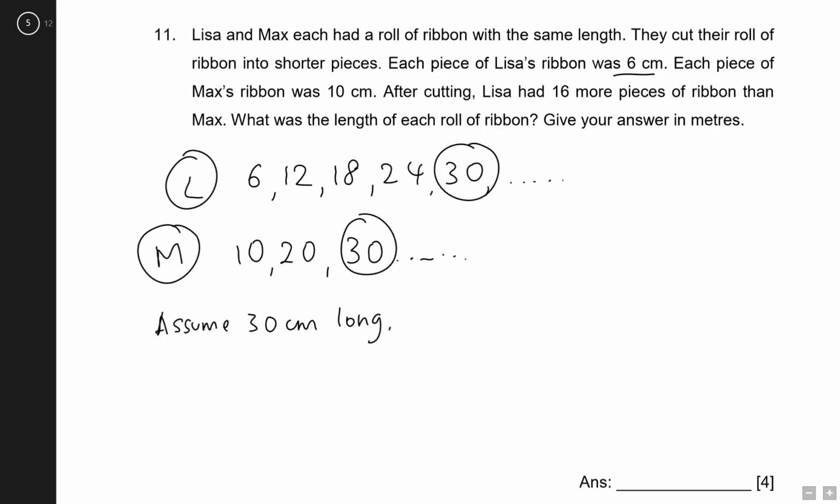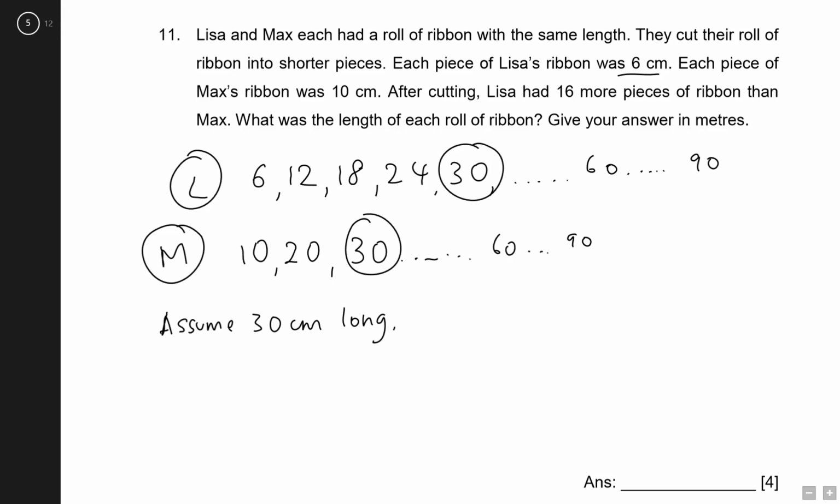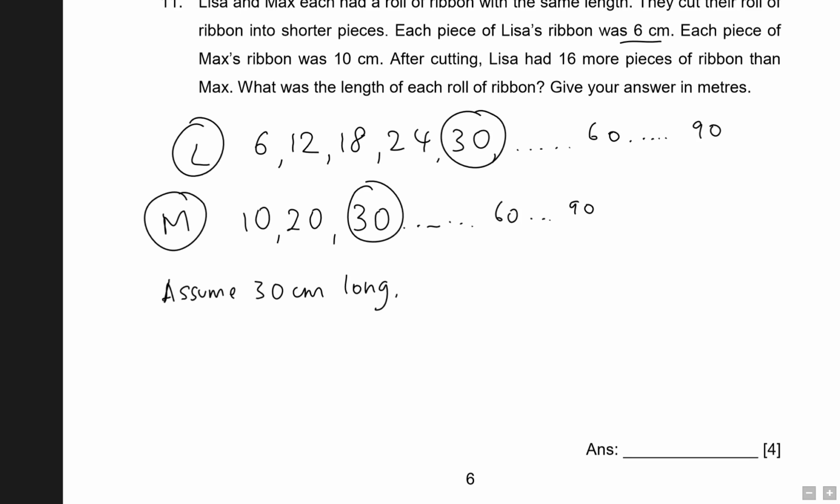Because it could be 30. Another common factor, you could end up with 60 as well, isn't it? You can go on and on, you could end up with 90. So we don't know which number it is. So we're just going to assume that it's 30 centimeters long. Now for Lisa, if it is 30 centimeters long and Lisa is going to cut it by 6 centimeters, she's going to cut 5 pieces out.